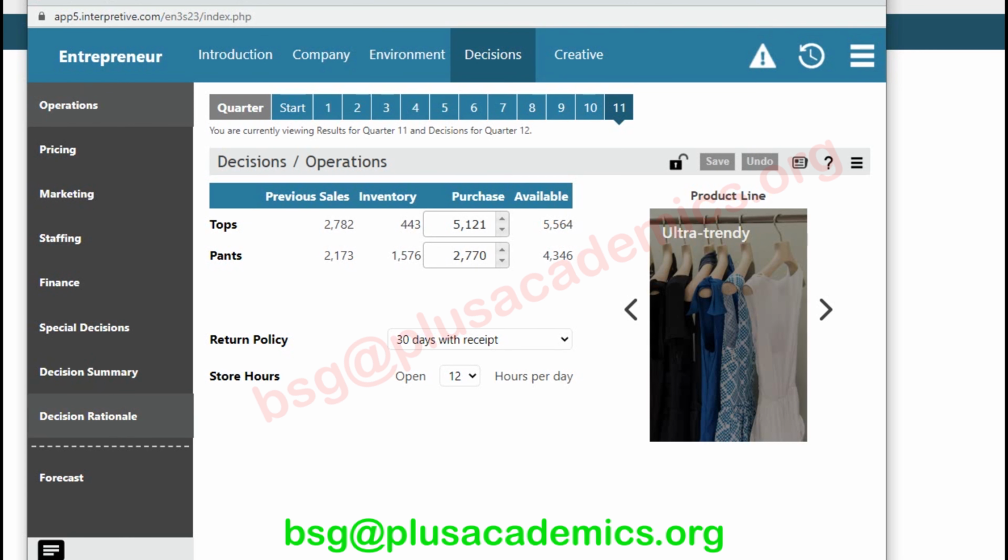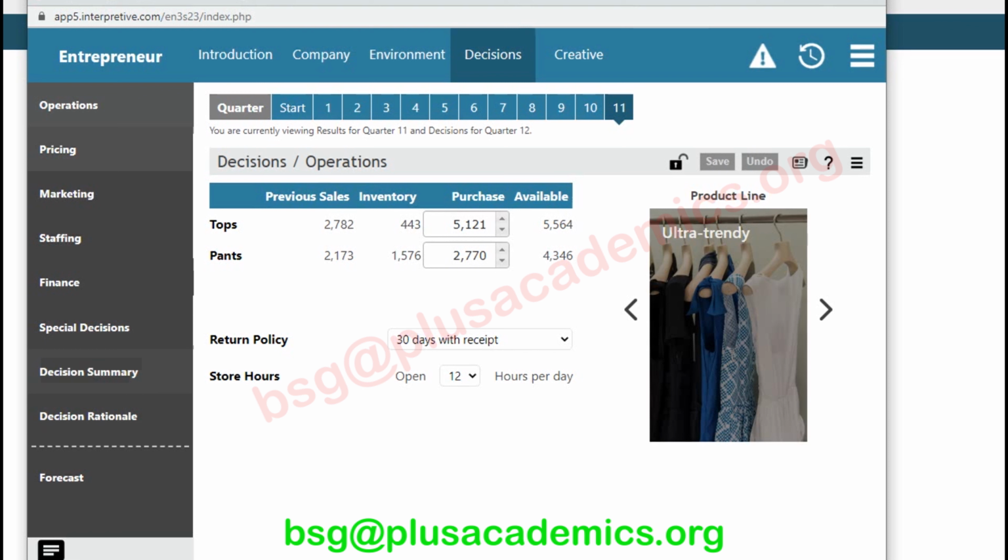Actually, in year 1, they had no inventory, but you can see the sales were very low, just 1,485. But let's go to pricing in year 1, and you can see the projection. You can see for the company to make any profit or just to have a zero profit, they had to sell about 2,000 for tops and about 1,107 for pants. But you can see they ordered very few units, and that is the reason why they ended up with a very huge loss.